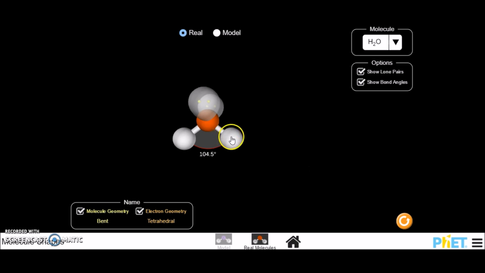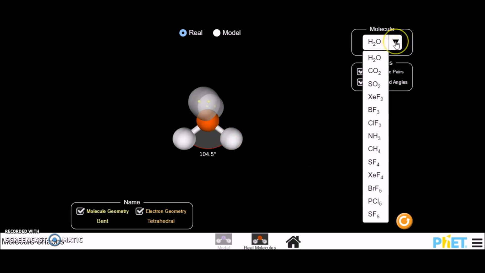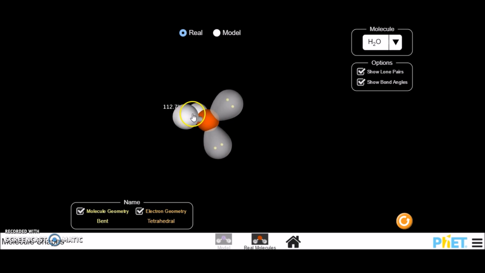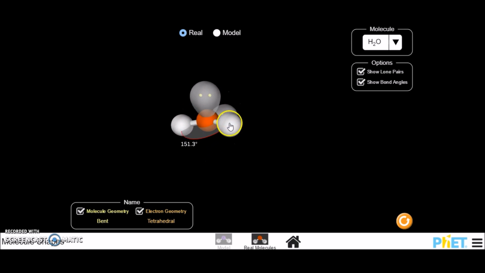Here we have our first molecule, water. You can see over here the list of all the molecules we're going to go through. Now, ideally, I want you to go and try this for yourself, but I'm going to go through all of these just in case you don't have access to PhET. So here we have water, which is hydrogen, hydrogen, oxygen. If I just turn this around a bit, you can see our lone pairs up here.